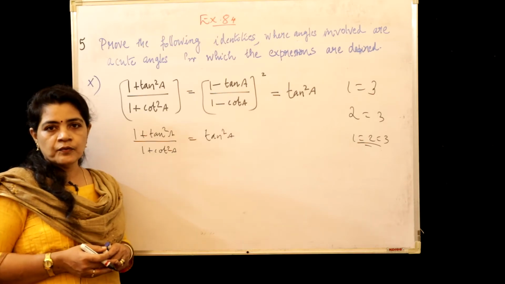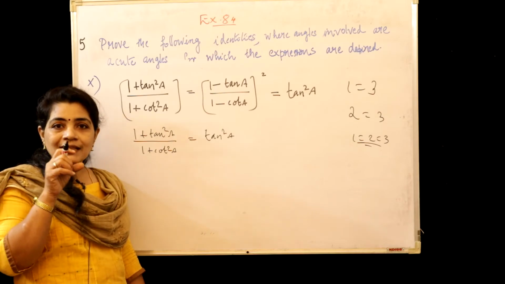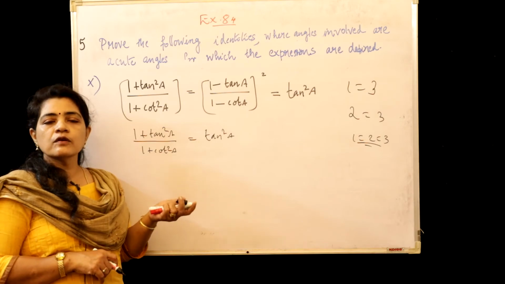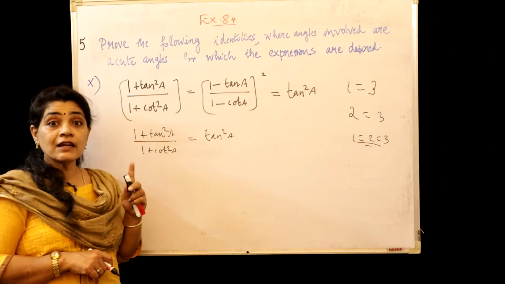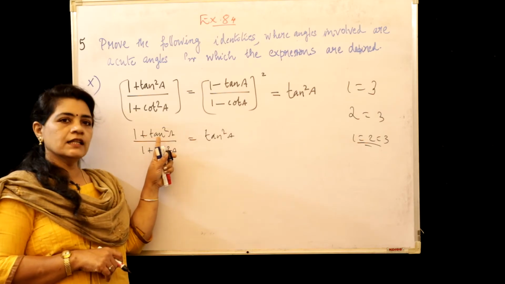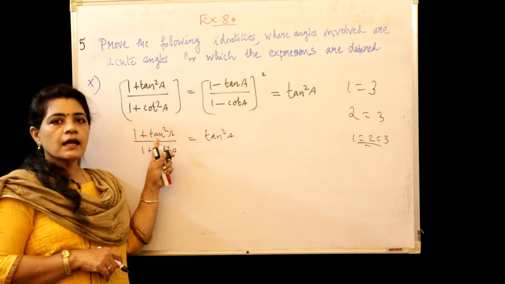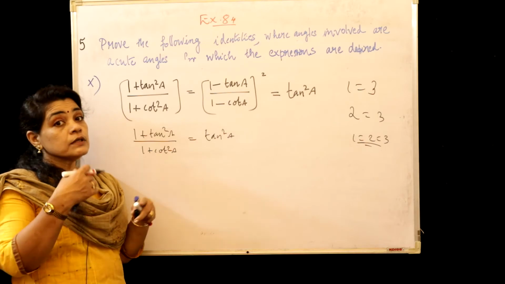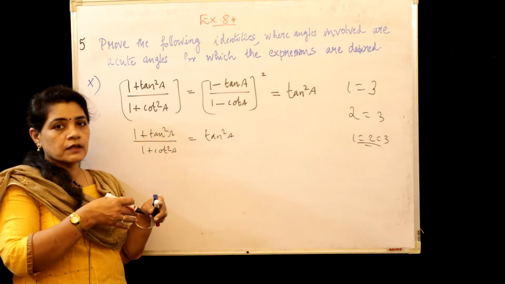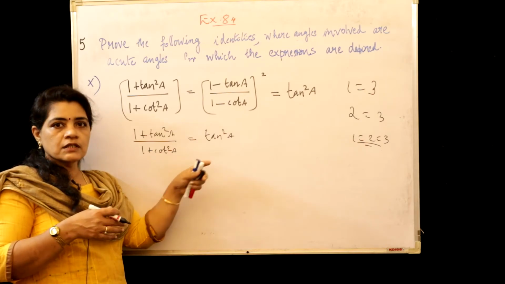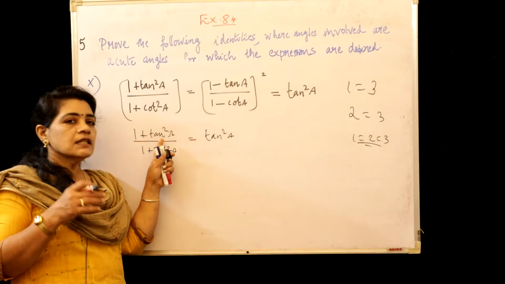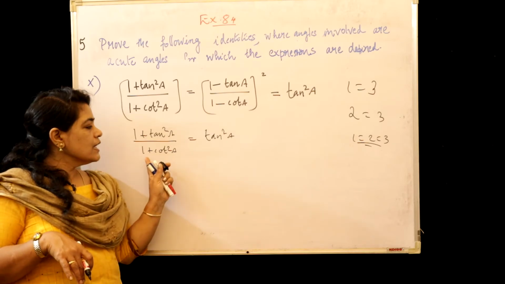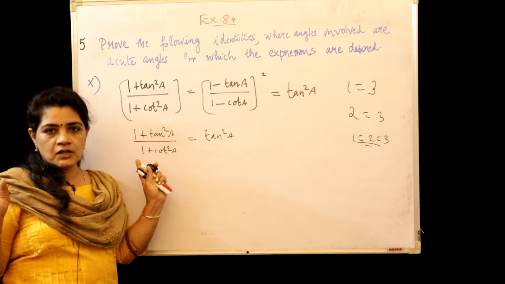Or those who want to apply the reciprocal relation, because tan square A equals 1 by cot square A, you can give the substitution only for one, either tan square A is 1 by cot square A or cot square A is 1 by tan square A. Don't give reciprocal relation to both, so that you can't reach this answer. So I am going to write the reciprocal of tan square A as 1 by cot square A, keeping the denominator without any change.